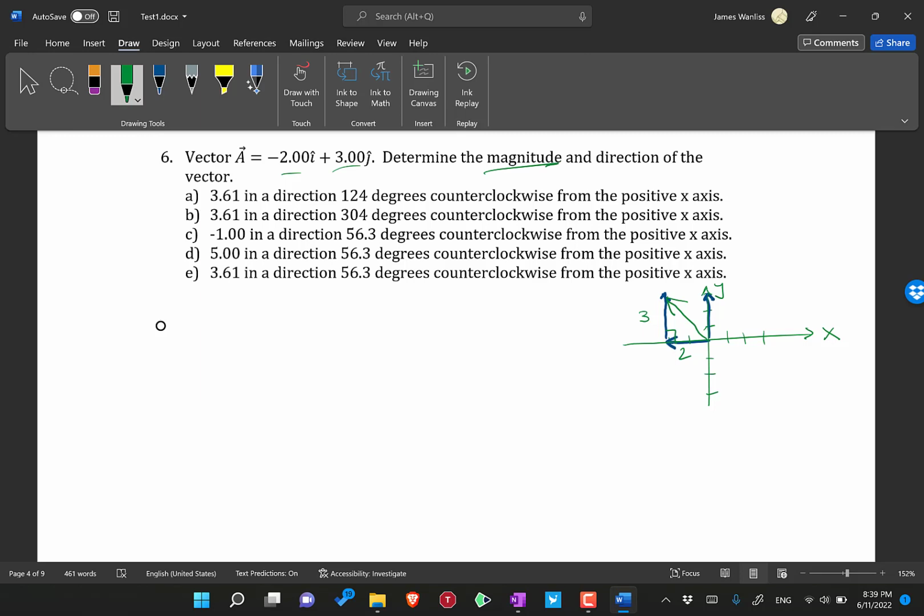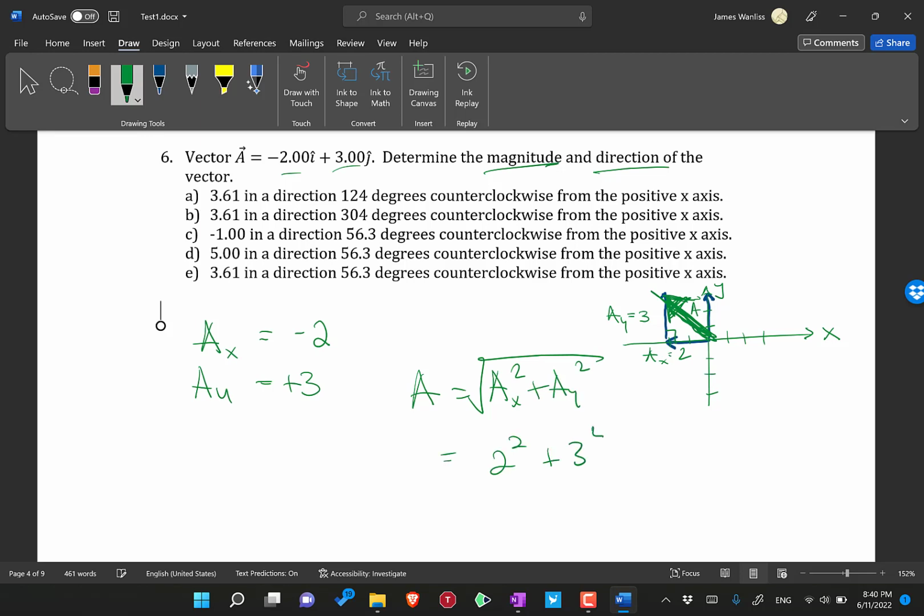Determine the magnitude and direction of the vector. So this is that vector going up like that. That's vector A. This is going to be AY. This is AX. So if AX is equal to minus 2, AY is equal to plus 3, then the magnitude of A is just the square root of AX squared plus AY squared, which is equal to 2 squared plus 3 squared, which works out to be 3.61.